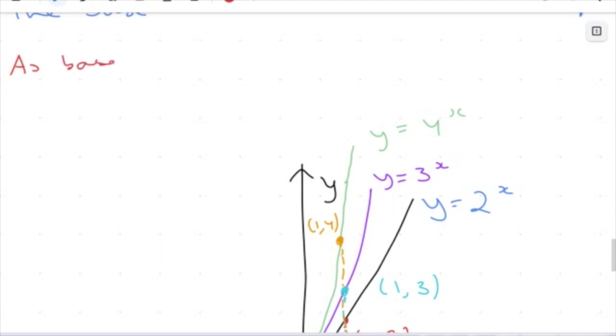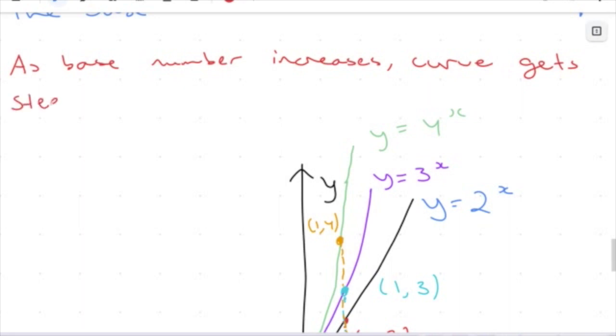As base number increases, the curve gets steeper. That is the main thing we got from actually drawing these and substituting in different values.